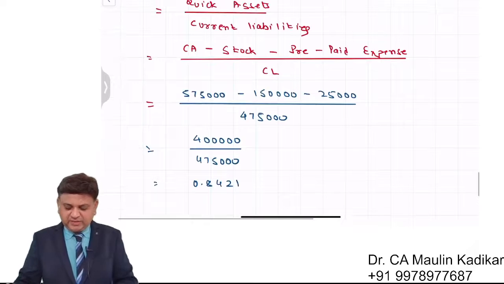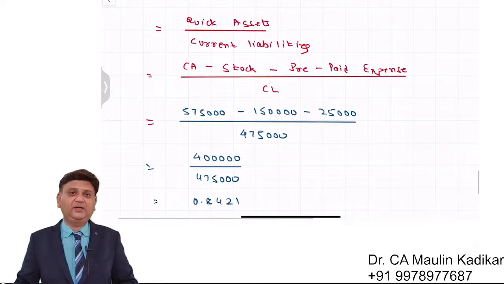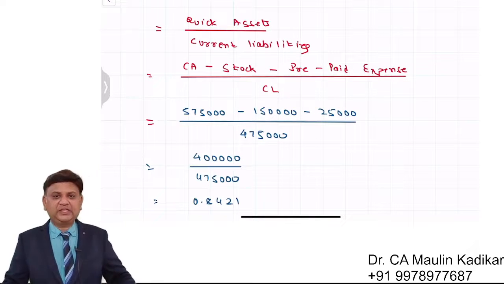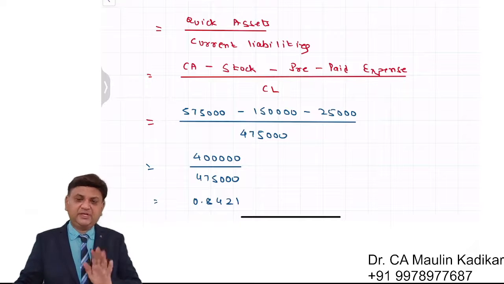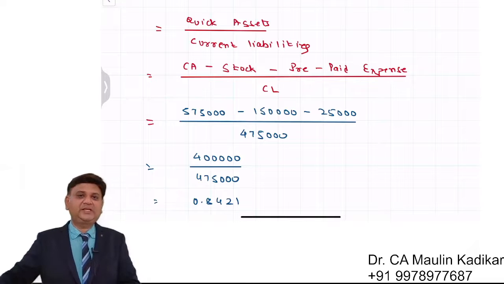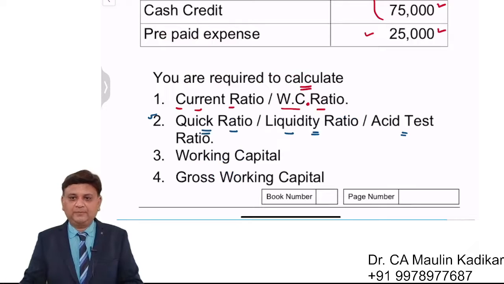Dear students, we are required to take current liabilities in the division. Many times students take current liabilities minus bank overdraft. However, it is wrong. We are required to take current liabilities, which is 4,75,000 in this example. I request you to give the answer for the third and fourth questions in the chat box.